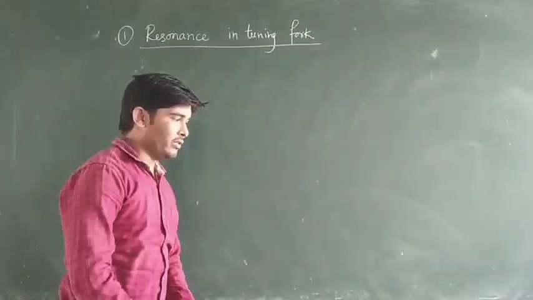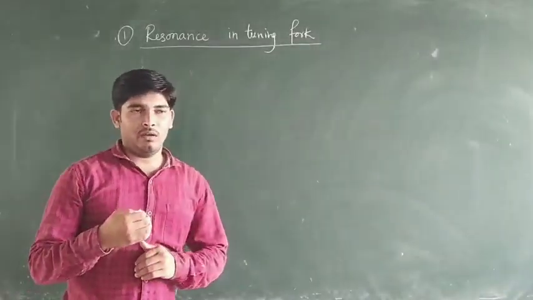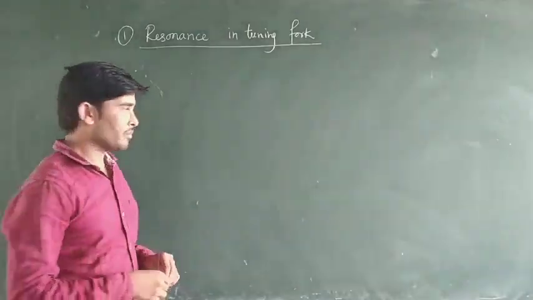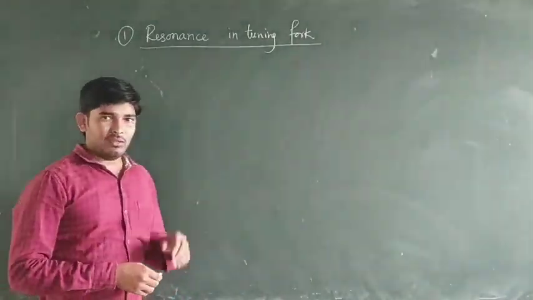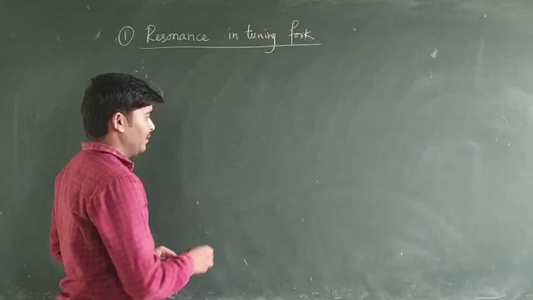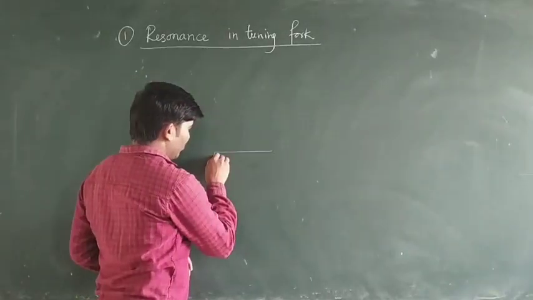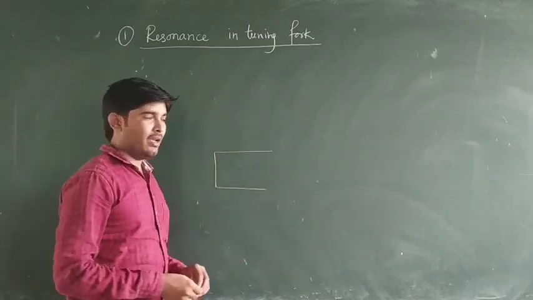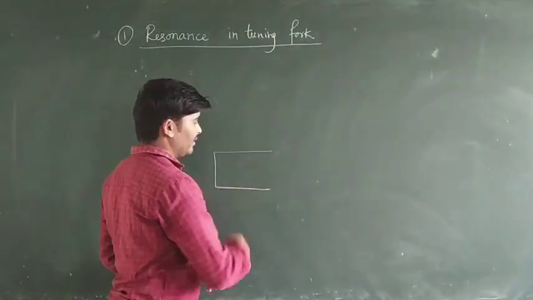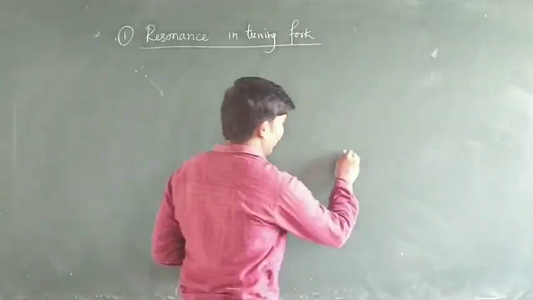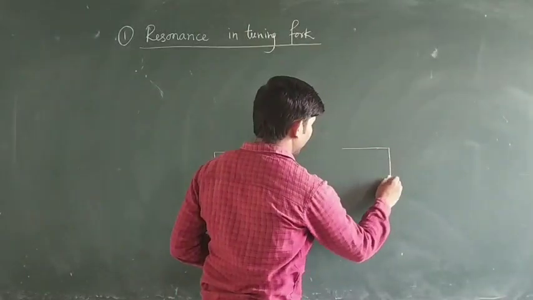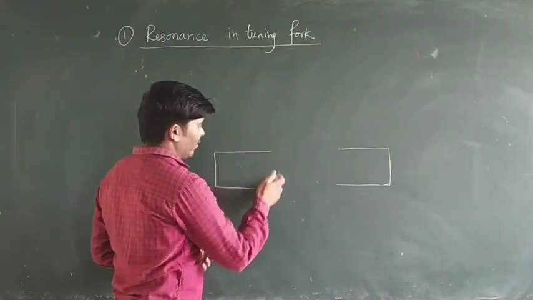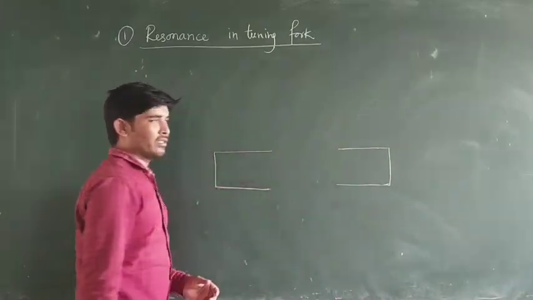To understand this, we need two tuning forks of the same frequency and two sound boxes. Their opening ends should face each other. So this is one sound box and this is one more sound box, with their opening ends facing each other.